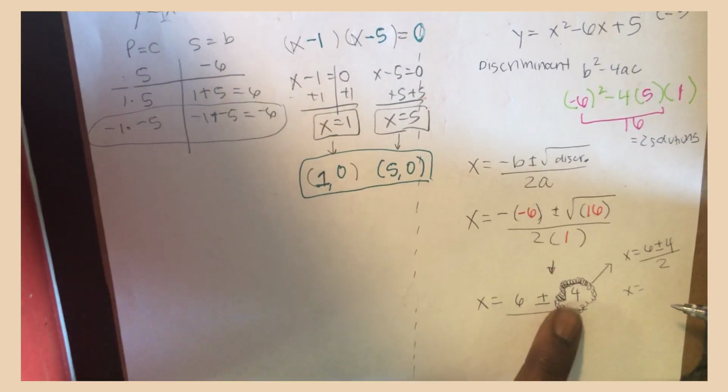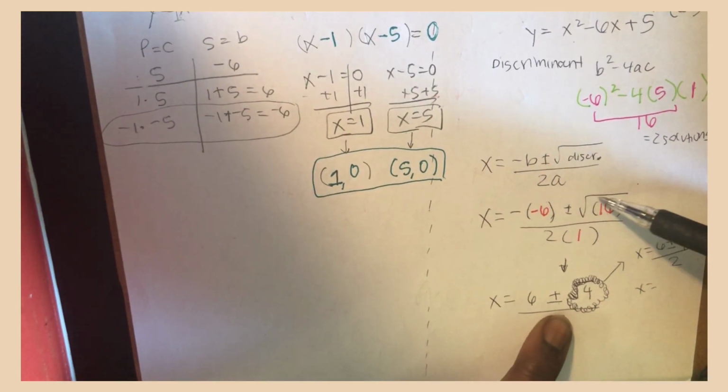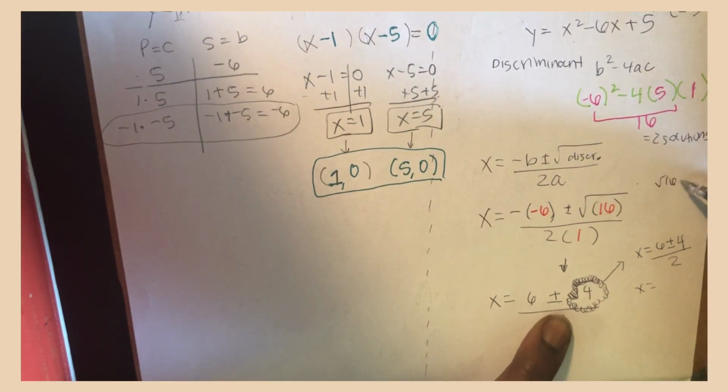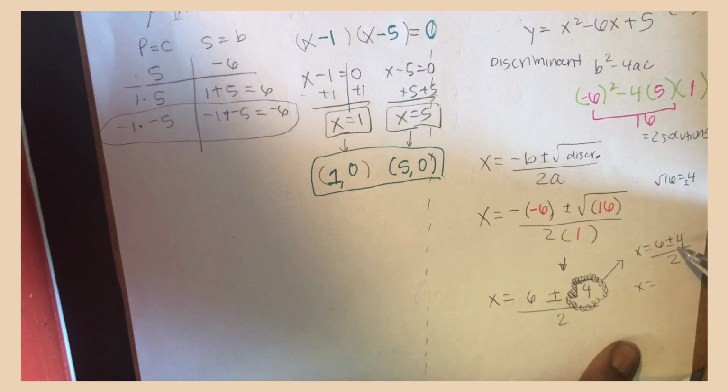X equals, watch my mistake, okay? That's something to look out for. Don't do what I did. Make sure when you take the square root, you write what the answer equals. Bad mistake, Ms. Meekins. 6 plus 4, 10 divided by 2 is 5.